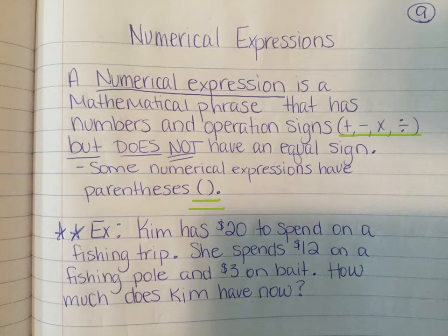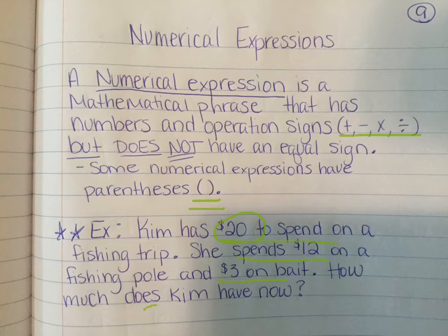First example says Kim has $20 to spend at a fishing trip. She spends $12 on a fishing pole and $3 on bait. How much does Kim have now? Okay, I'm not asking you to solve it. I'm asking you to write an expression. So this is what I know. She has $20 to spend. Okay, she's going to spend $12 on a fishing pole and $3 on bait.